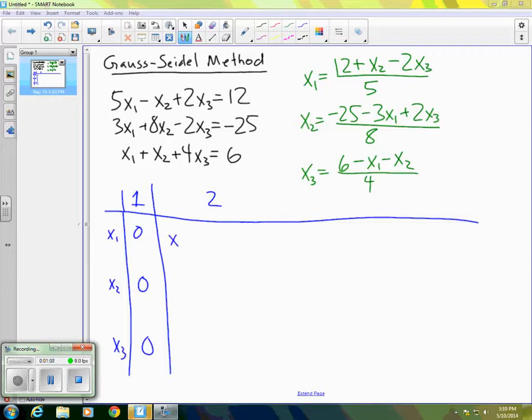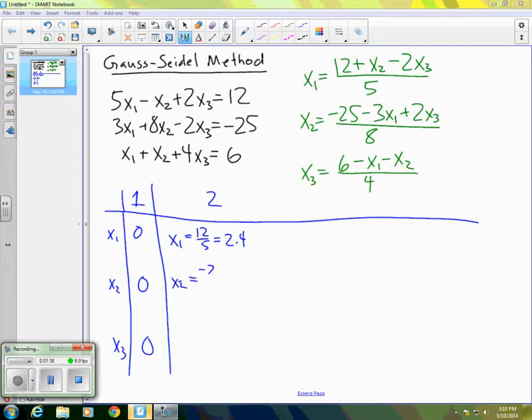When I'm computing the second value of x1, I use the most recent values of x2 and x3, which are both 0. So in that case, x1 just gives us 12 over 5, which is 2.4. But now when we go on to compute x2, we use the green formula up above and to the right. We now have a new value of x1 rather than 0. So let's use that new value.